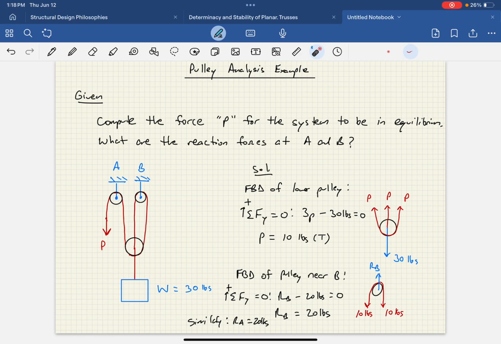So that's going to conclude this video on background information on pulley analysis, as well as this kind of short, simple example that goes along with it.